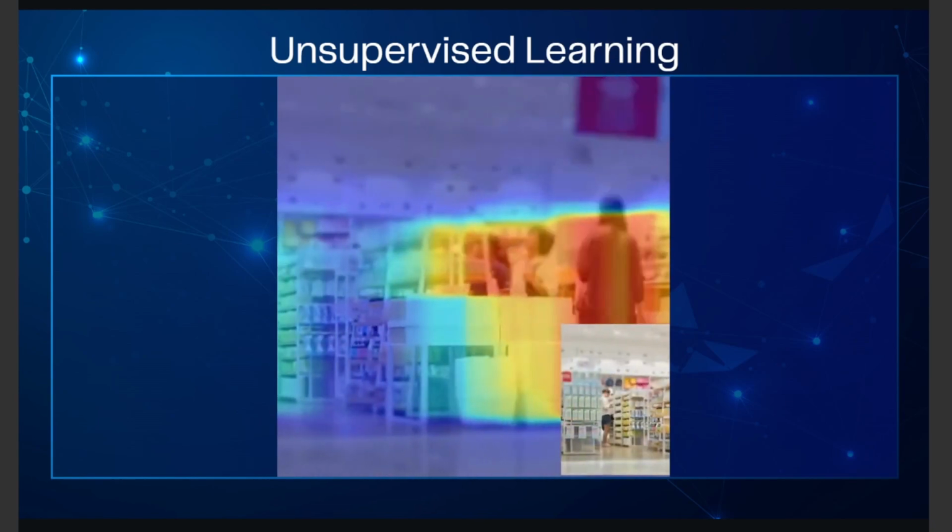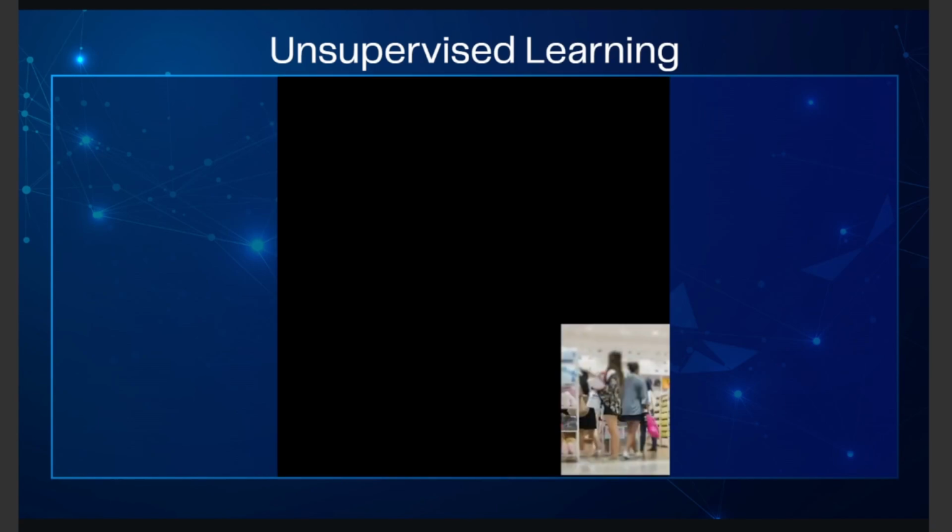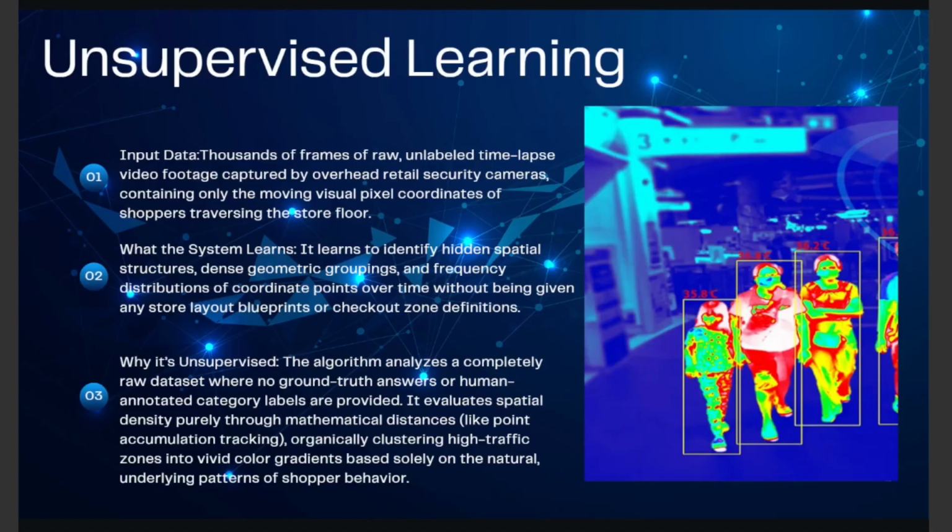The AI takes all those thousands of footsteps and groups them using calculations. It doesn't actually know where the shelves or registers are, but it automatically colors the heavy crowding zones bright red and the empty areas blue. It's a super easy way for stores to fix the layout. And next, three categories, and the first one is input data.